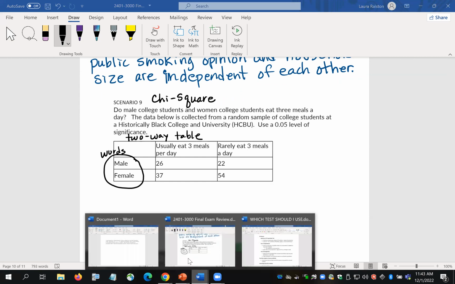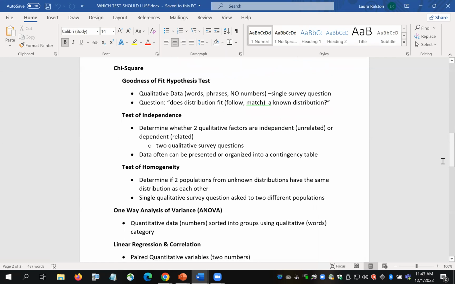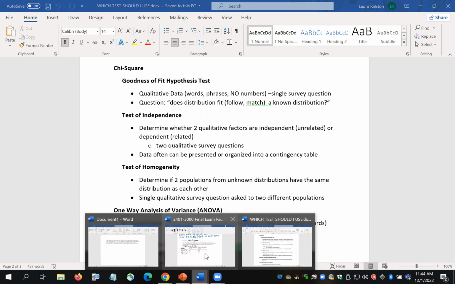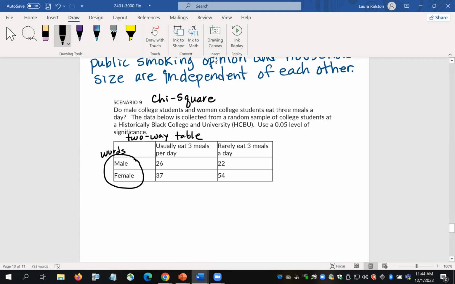Looking at my "which test should I use" document, we just did test of independence. We've already done goodness of fit. It's likely homogeneity, but look at the conditions. A single qualitative survey question asked to 2 different populations. So we were asking, do you eat 3 meals a day? And we're looking at males and females. So I've got 2 groups, 1 question. So this one is test of homogeneity.